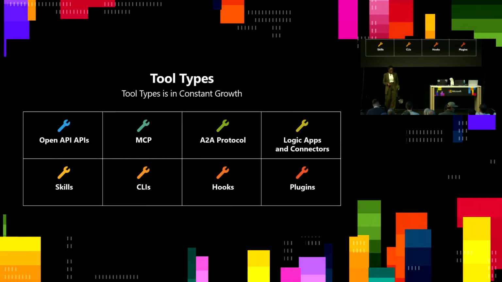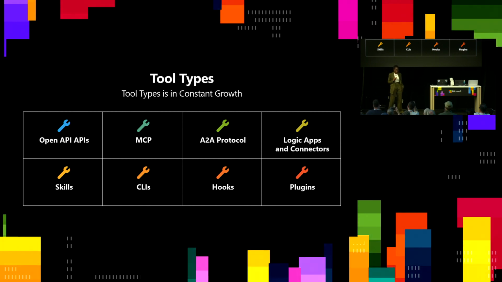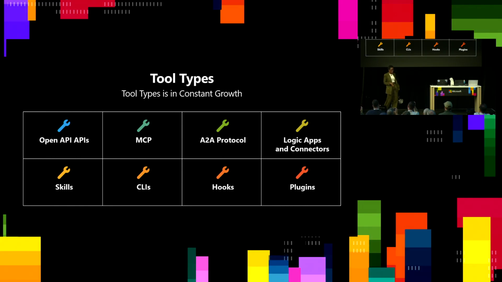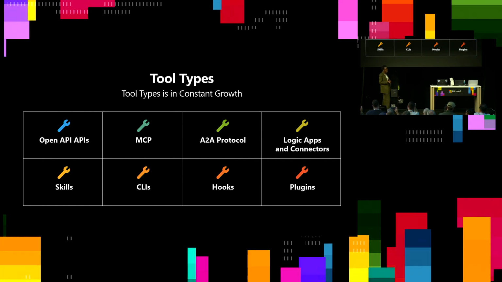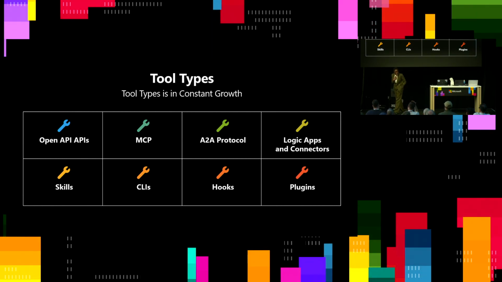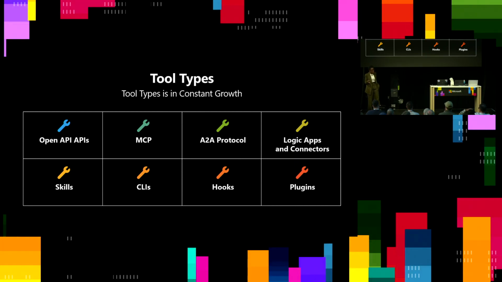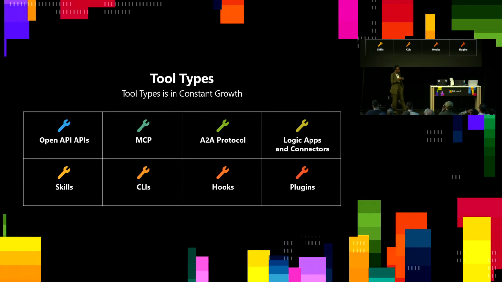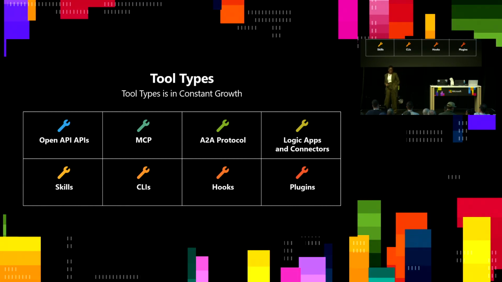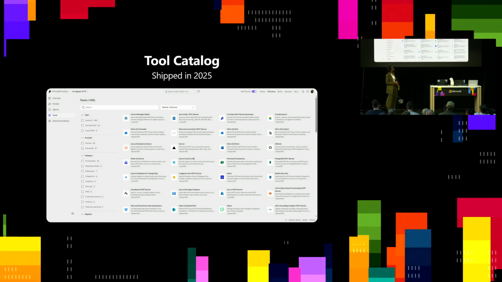The tool landscape is growing, and it's not about just the number of tools, it's about the types of tools. We have OpenAPI. You're all used to this. We have MCP, we have A2A, we have logic app connectors, we have skills, we have CLIs, we have hooks, we have plugins, and so much more. So how do we make sure that all our developers and our entire ecosystem can find all these tools in a single place? Last year, I worked to build the tools catalog.